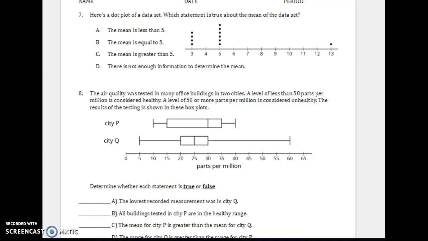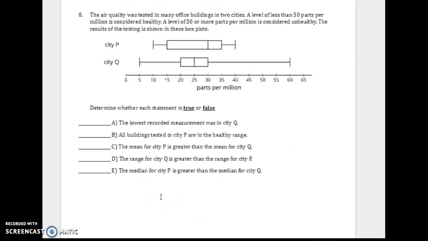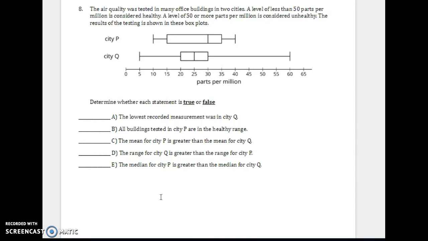Question 8. The air quality was tested at many office buildings in 2 cities. A level of less than 50 parts per million is considered healthy. A level of 50 or more parts per million is considered unhealthy. The results of the testing are shown in these box plots. Determine whether each statement is true or false.